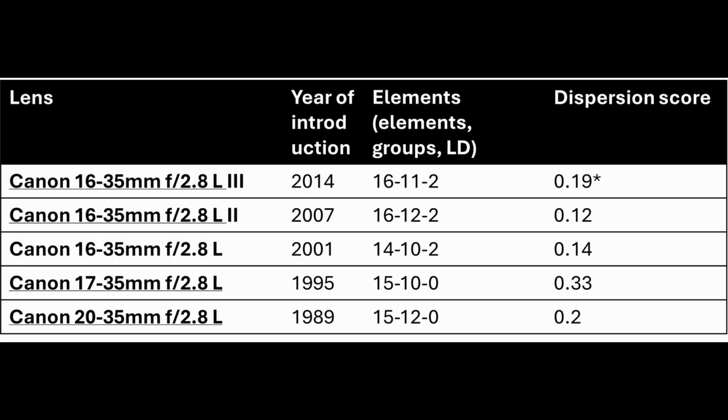The older lenses are indeed nicer to my eyes than the new ones. Out of those lenses, I was especially impressed with the 17 to 35, which was introduced in 1995 at the peak of the golden age of lens design. And I was especially disappointed with the newest lens, the 16 to 35 version 3.